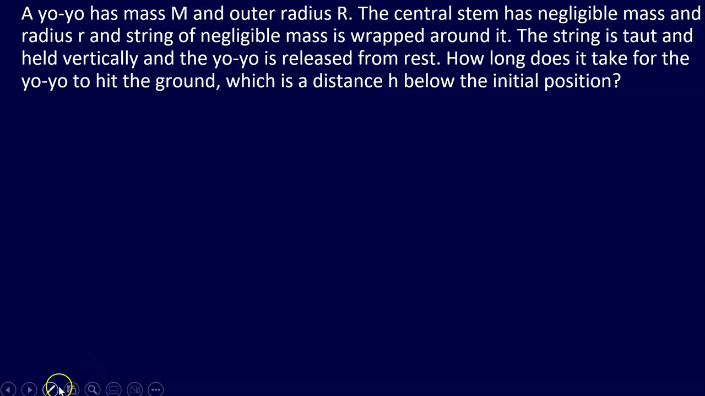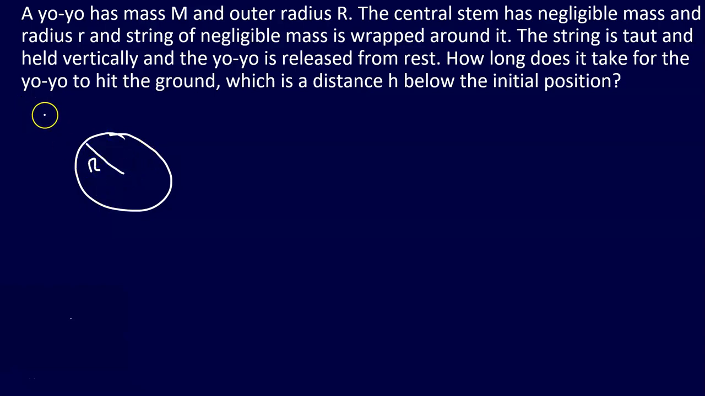All right, let's look at this discussion problem. This is trying to investigate a yo-yo. So we have a yo-yo. We say that it has a mass m and an outer radius R. And so let's start drawing our picture. So here's our yo-yo, and it's got some radius R and a mass m.